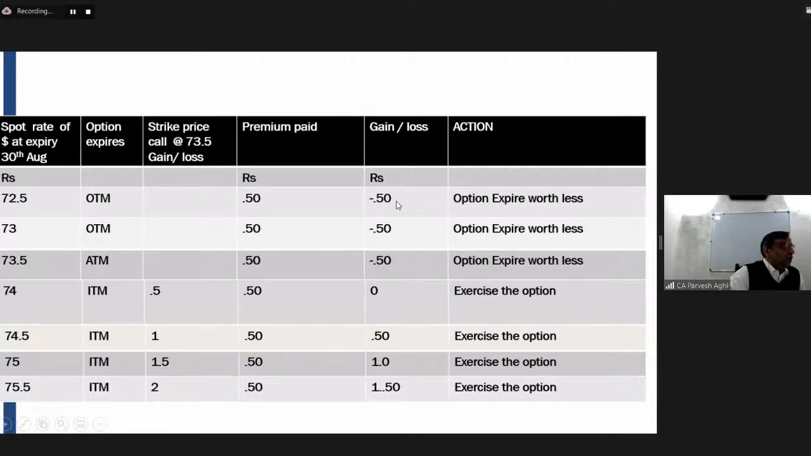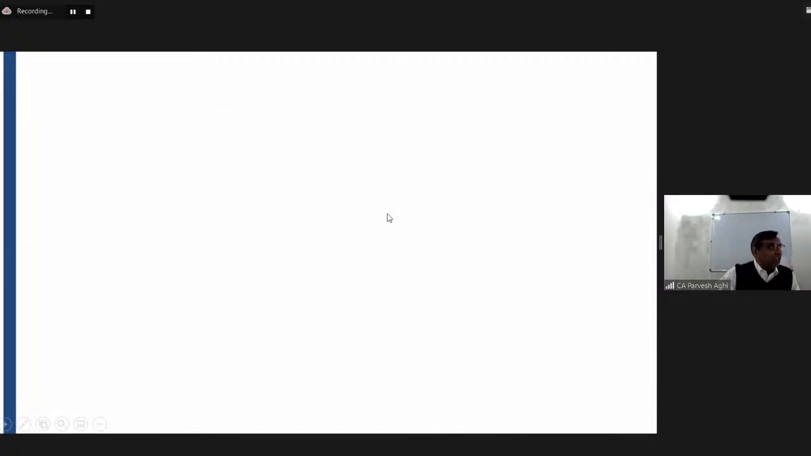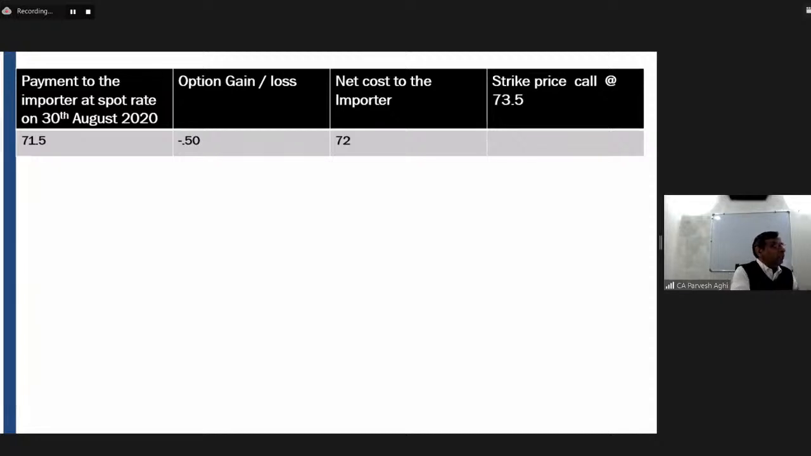So ultimately, you will pay less to the importer at 72, but added with 50 paisa, that means you will be paying 73 rupees. Okay, so let's understand now what happens to the overall transaction. Payment to the importer at the spot rate on 30th.